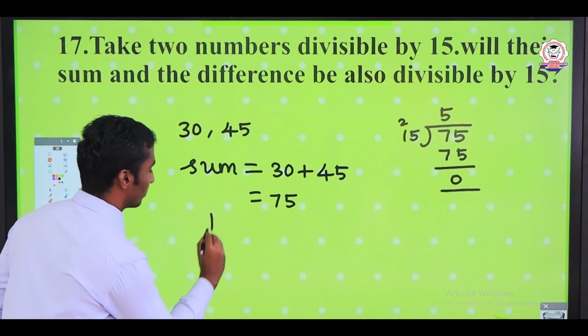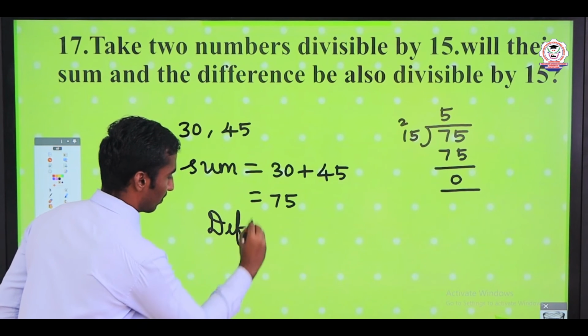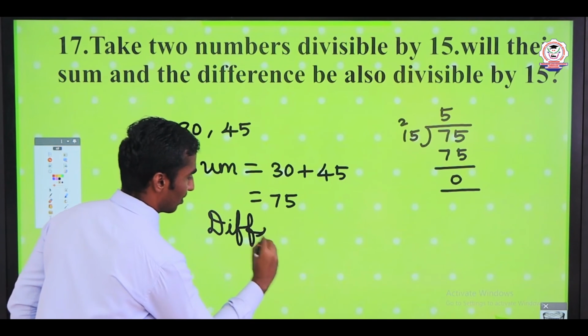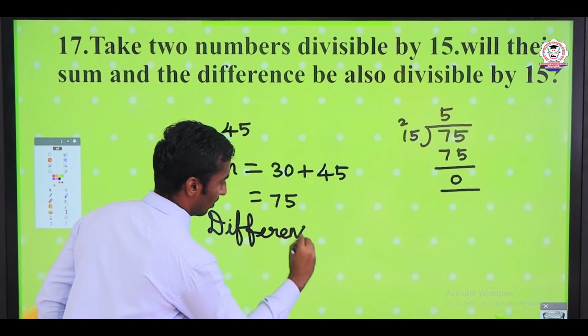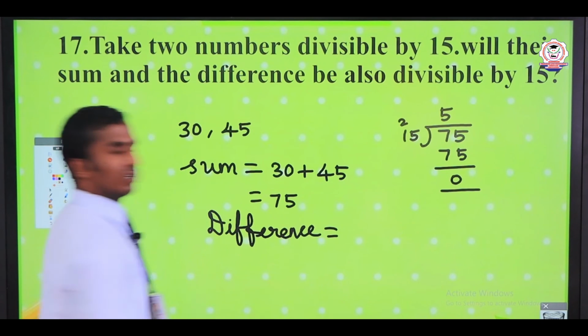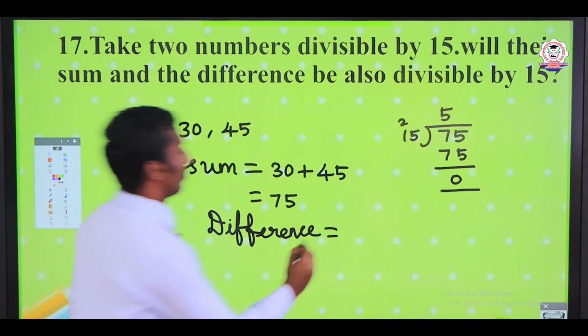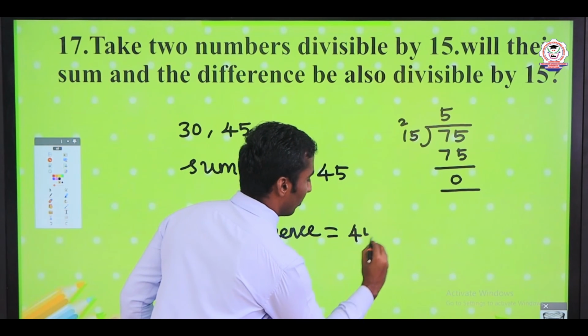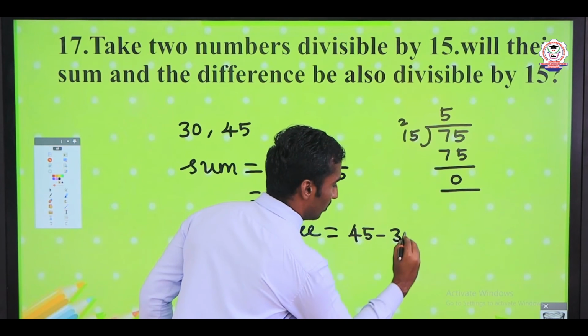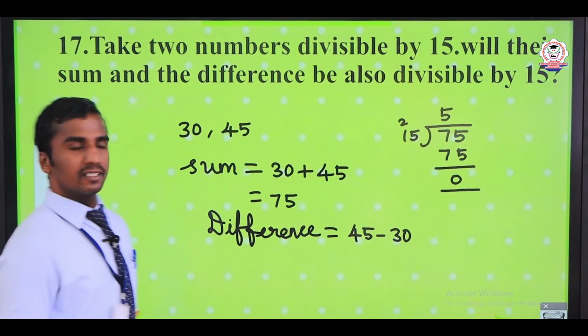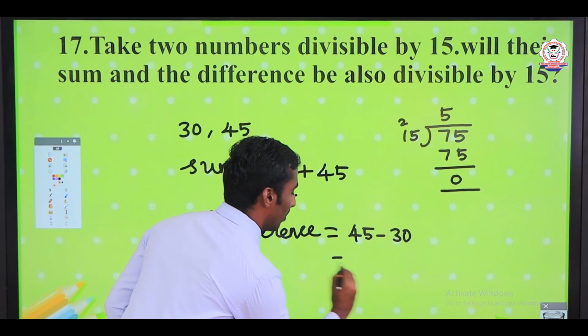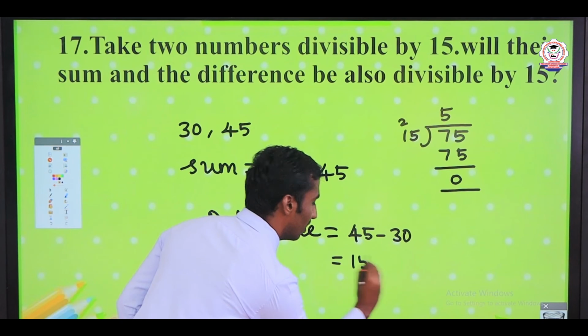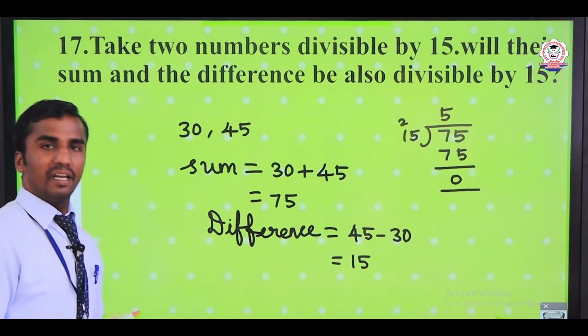Next one, difference. Difference means subtraction. So 45 minus 30. This is equal to 15. So 15 is divisible by 15 table.